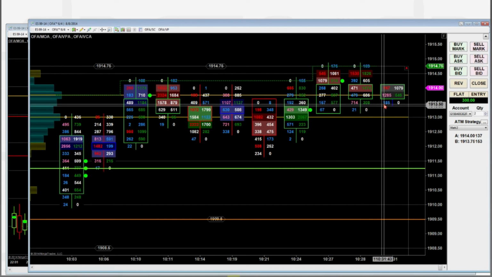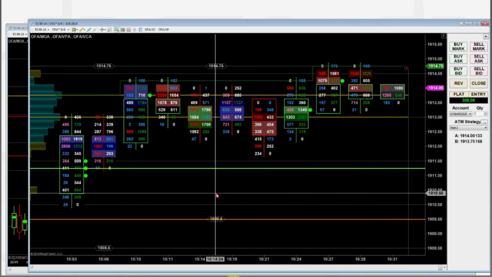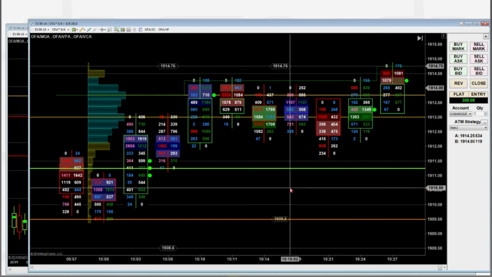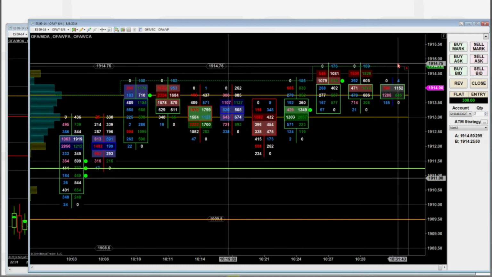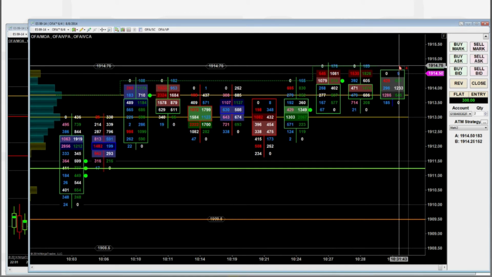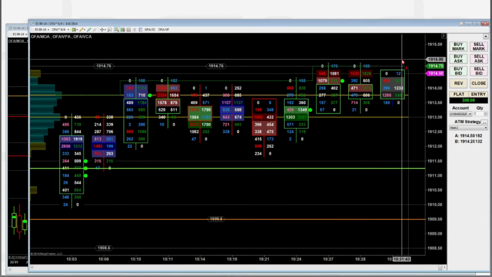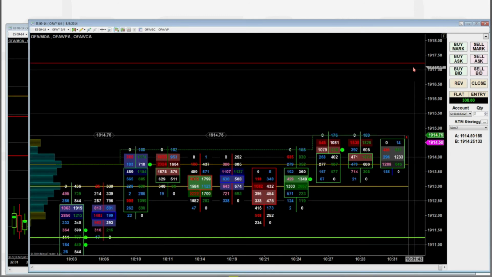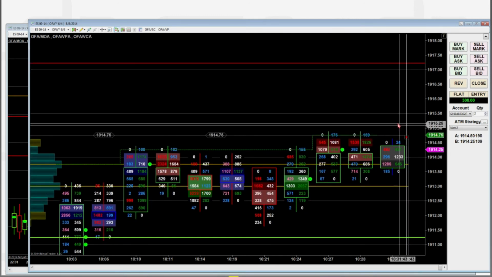All right, so again, when I look at the profile, not really finished to the upside. This little volume node tells me sellers are stepping in. Weakness, weakness, we got some selling. This would be an opportunity likely for a breakout. And the level that I'm looking at above was that 17 quarter level.